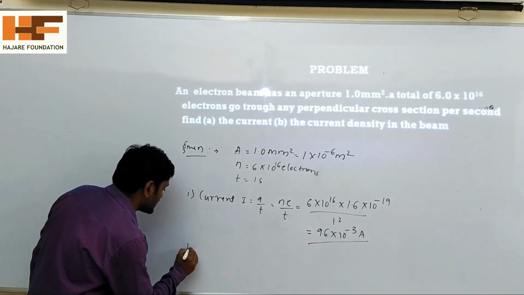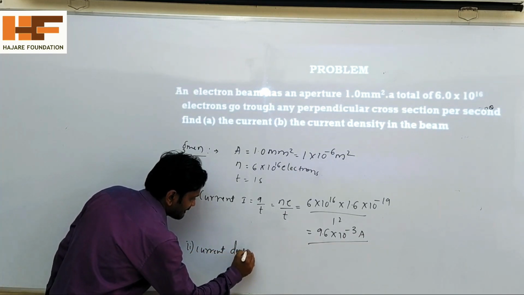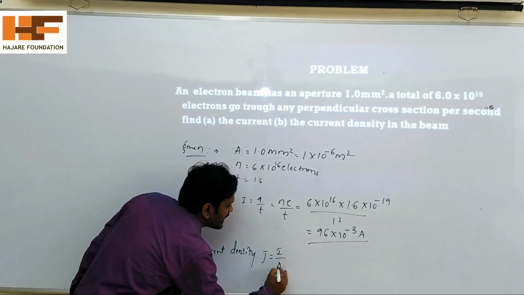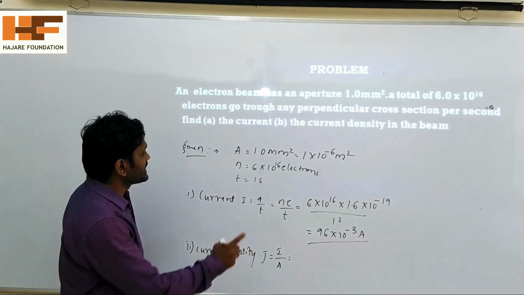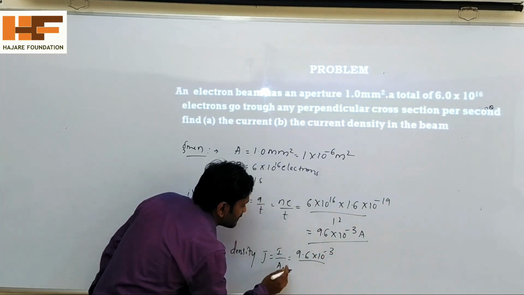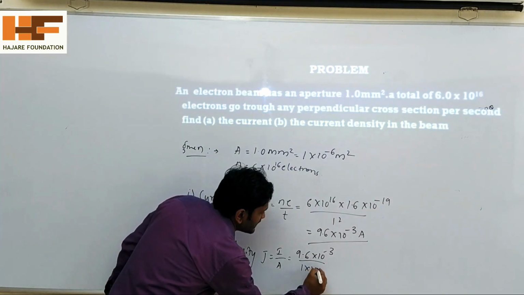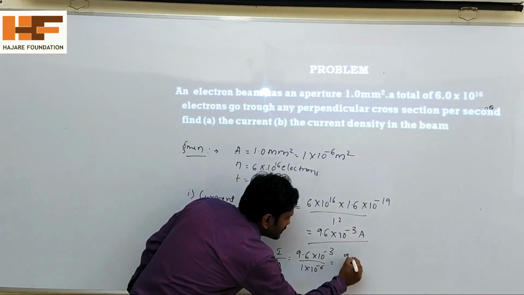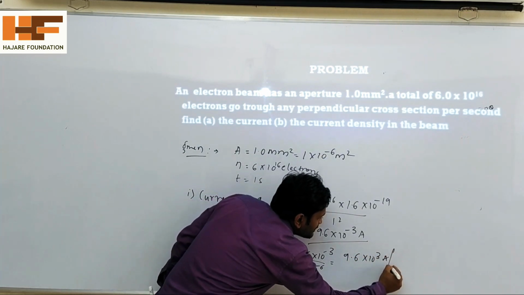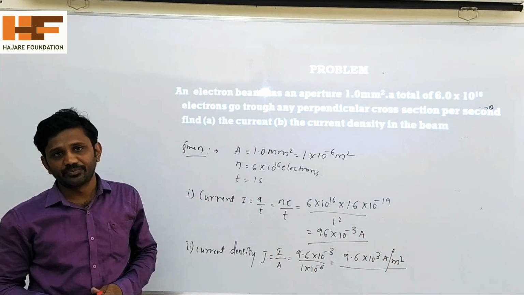The next one, current density. How can you find the current density? We have determined that J is equal to I divided by A. We know the value of I: 9.6 into 10 raised to minus 3, divided by the area of cross section, that is 1 into 10 raised to minus 6. This is equal to 9.6 into 10 raised to 3 amps per meter square. It is the current density in the beam. Okay.